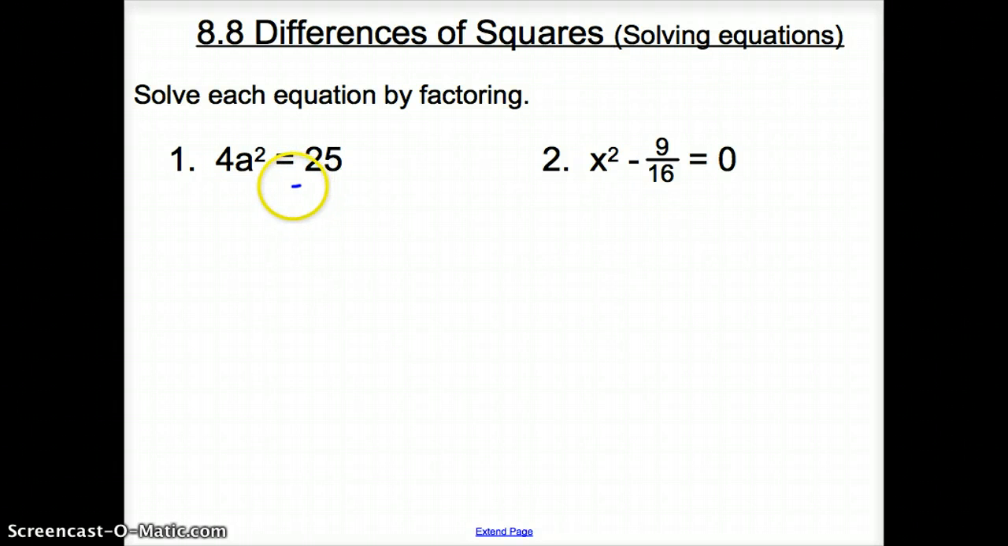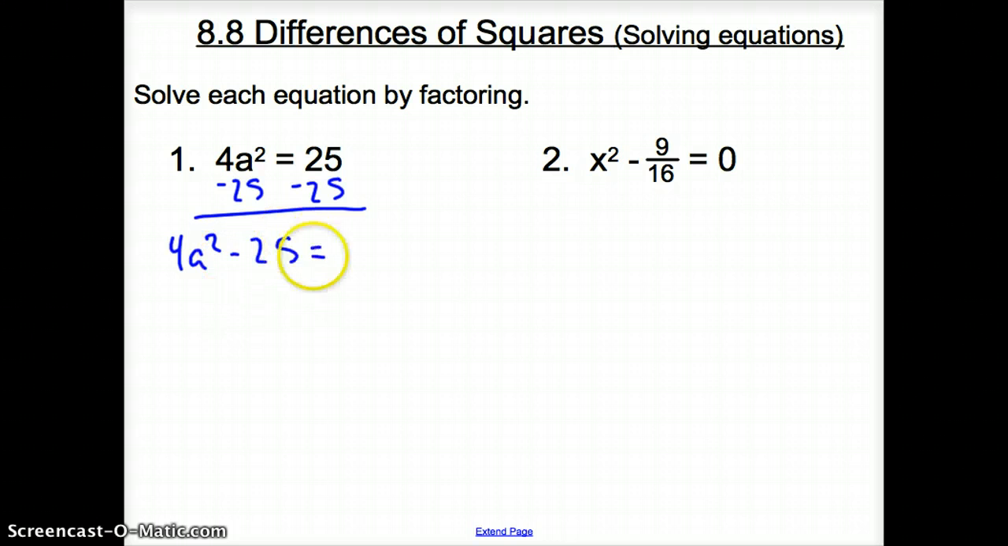So if it has to equal 0, what do we have to do with this 25? Well, let's subtract it over to the other side. And now we're left with 4a squared minus 25 equals 0. Now, how do we factor this? Remember yesterday, can we take anything out of these two terms? No, we can't. So let's go ahead and make some parentheses.